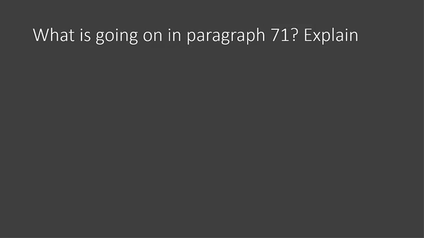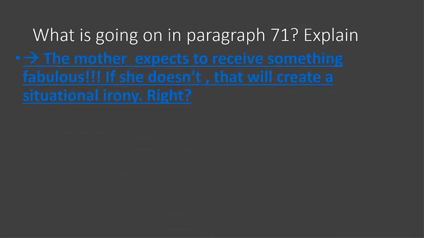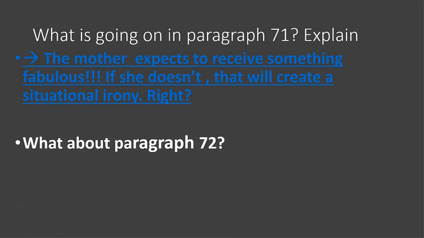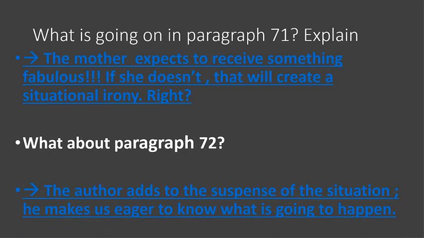What is going on in paragraph 71? Explain. The mother expects to receive something fabulous. If she doesn't, that will create a situational irony, right? What about paragraph 72? The author adds to the suspense of the situation. He makes us eager to know what is going to happen.